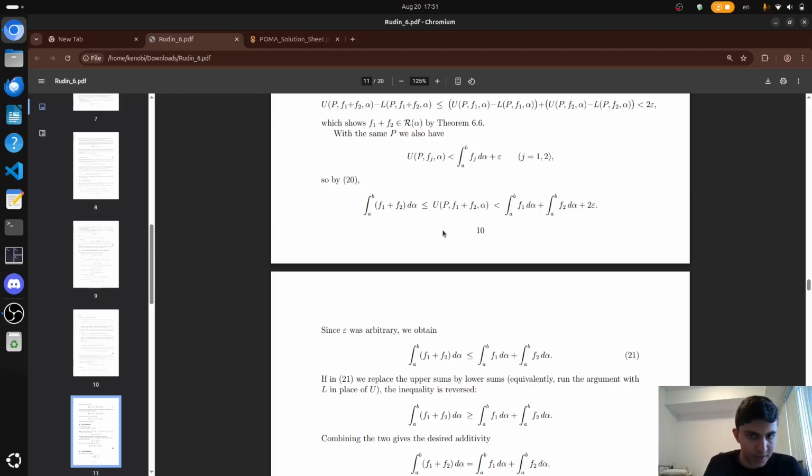So the integral of f1 plus f2 d alpha is going to be less than or equal to U(P, f1 plus f2, alpha), because it's always going to be like a refinement of this when you're approaching the steps. You're taking the partition, you're taking infinitely many points, right?